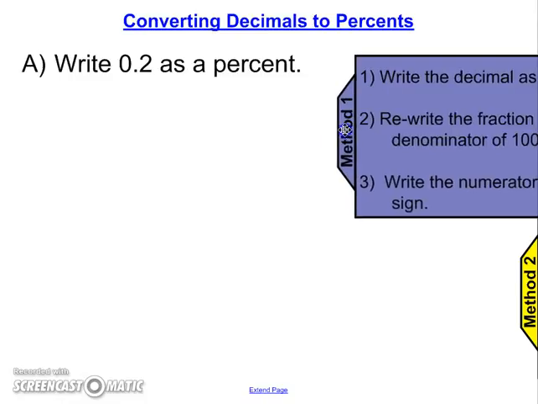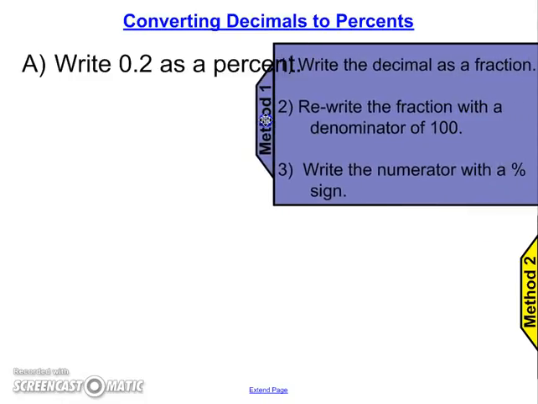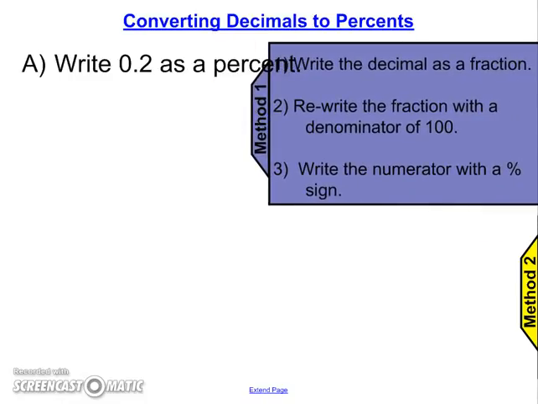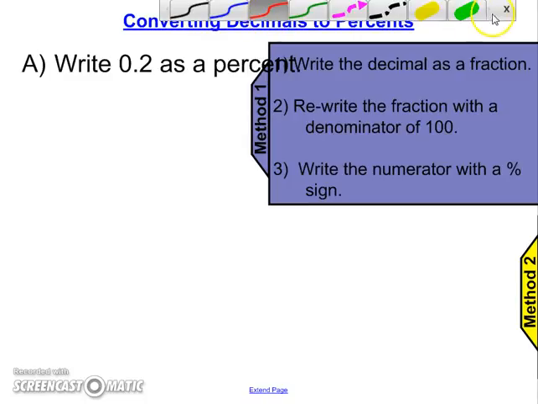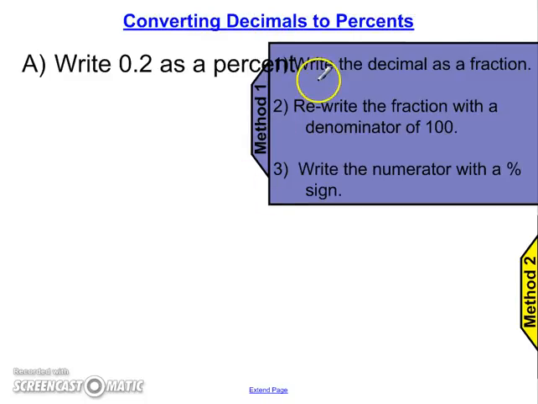So actually, I'm going to leave this out just slightly so that we can see it. In this particular case, we'll use red here today. So okay, we're going to write the decimal as a fraction. Well, okay, 0.2 again is 2/10. Alright, fantastic. That's not too bad.